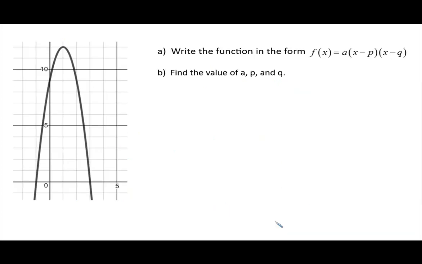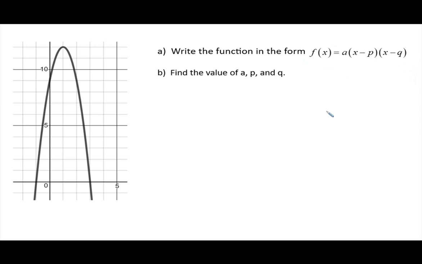Let's take a look at this next example here. So this time we're given a graph, and we need to find the function in the form f of x is equal to a times (x minus p) times (x minus q). So they want us to write this graph in x-intercept form.